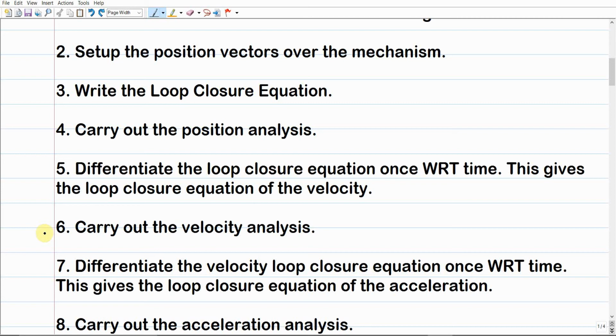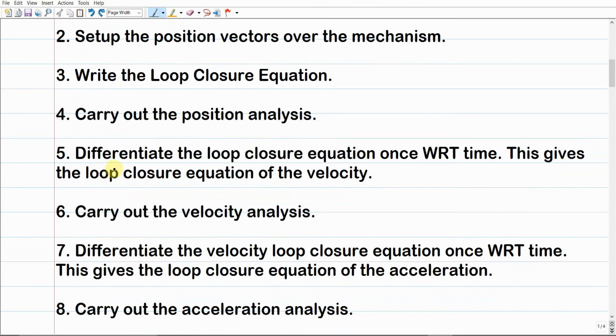To derive an equation for the velocity analysis, basically, this can be derived by the differentiation of the loop closure equation. We formed a loop closure equation in step 3. So your objective is just to differentiate this equation only once with respect to time. This ends up with a velocity equation, or the loop closure equation for the velocity. Because we know that if you differentiate the displacement or the position vector, you end up with a velocity vector, and this is what we're going to form.